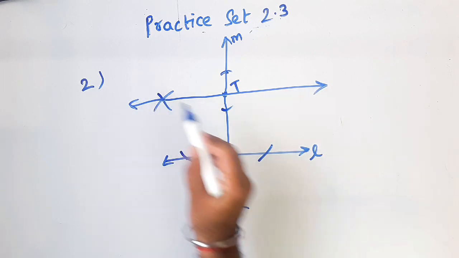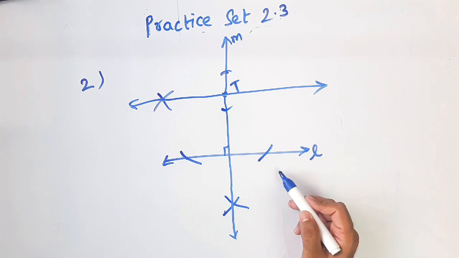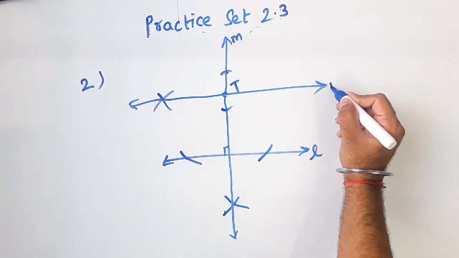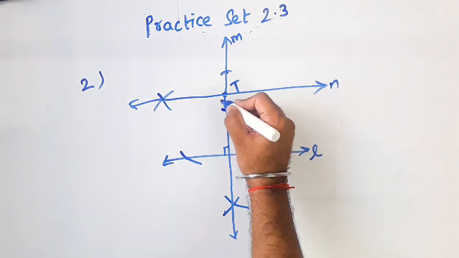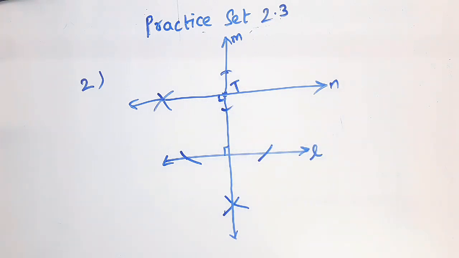Then you will see this line will be exactly parallel to line L. So this is N. Because it is 90 degrees, you can put a perpendicular mark here. So line N is perpendicular to line M. This is how you will draw and you will get full marks. Let us move on to sum number 3.